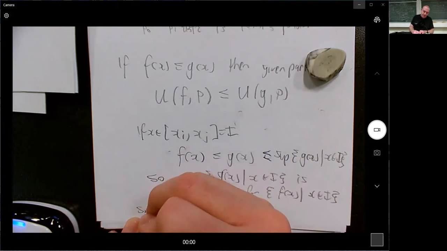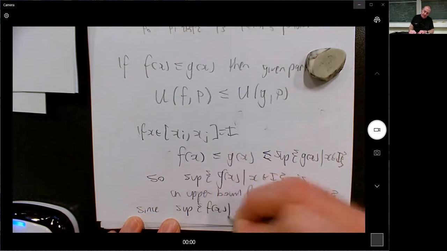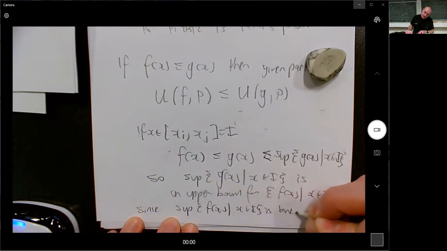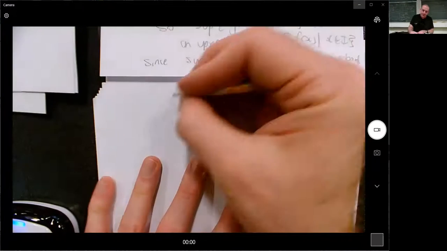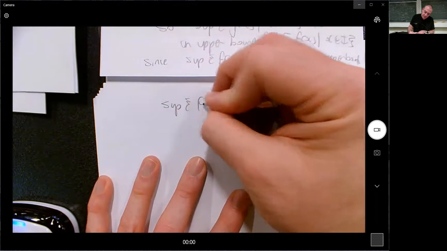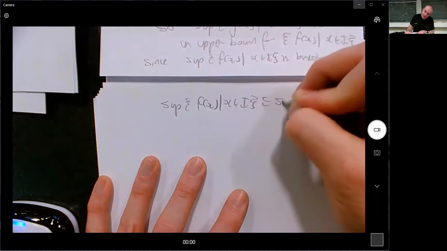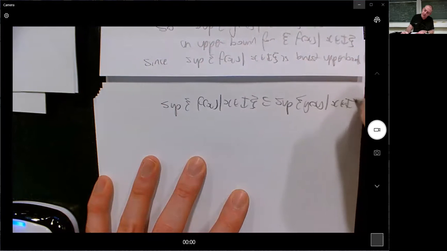And so since the supremum of this set is the lowest upper bound, the supremum of f of x such that x is in I is less than or equal to the supremum of g of x such that x is in I.